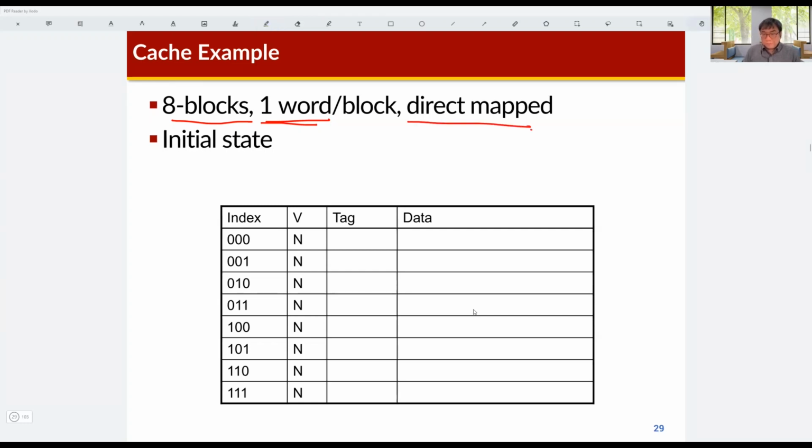In this cache, the initial state is that all entries are empty. If we see the valid bits of all entries of the cache, the valid bits are all zeros. This is the index number. Also, there is no data, and the tags are also invalid. So this is the initial state of this direct mapped cache.